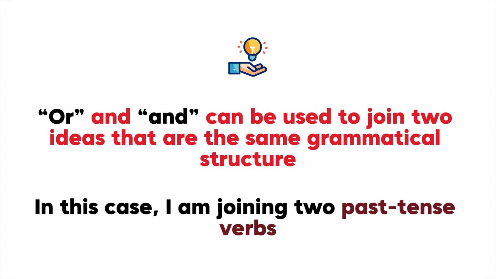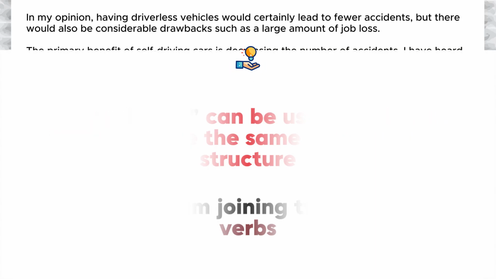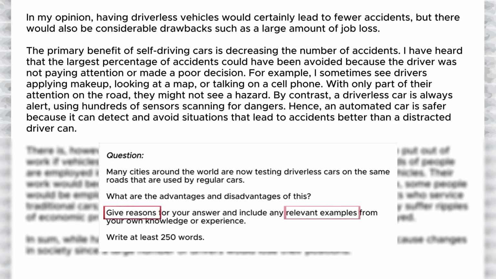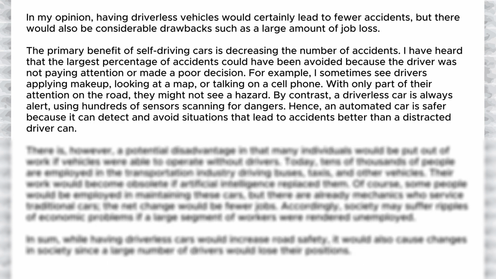In this case, I'm joining two past tense verbs. I have to give reasons and examples from my own experience, but I haven't had an accident driving a car. Therefore, I will use a statement of what I see around me. For example, I sometimes see drivers applying makeup, looking at a map, or talking on a cell phone. "For example" clearly shows that the following is an example of the previous statement.